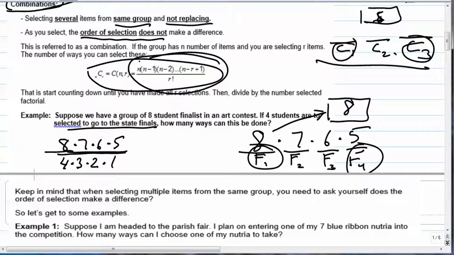That's actually what this formula is telling you. Okay? You count down how many you're going to select, but then if you don't care about the order, you have to divide out by a factorial, meaning you count down from the number you actually selected. I selected 4, so it's 4, 3, 2, 1.